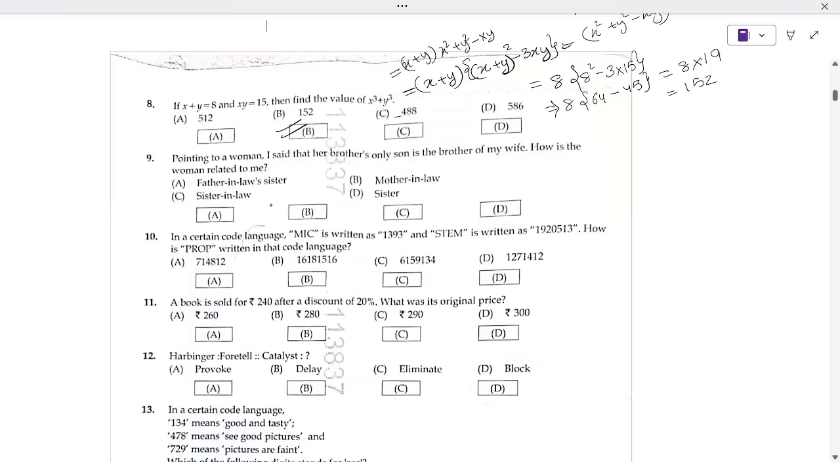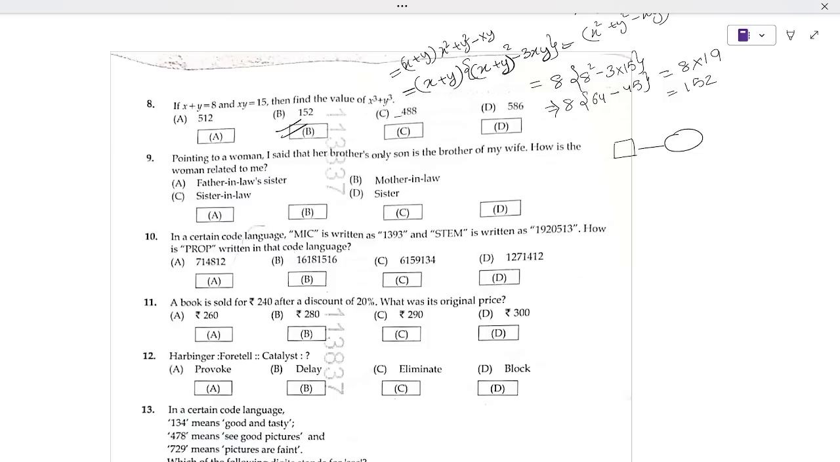Next, question 9 is from reasoning, blood relation. Pointing to a woman, I said that her brother's only son is the brother of my wife. So I am pointing to a woman. Let's say the woman is here, and then her brother. A square is male, a circle is female, and this line represents siblings.